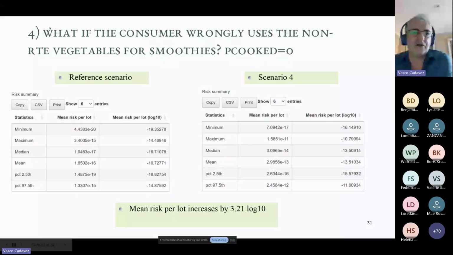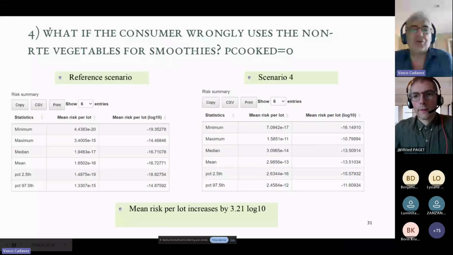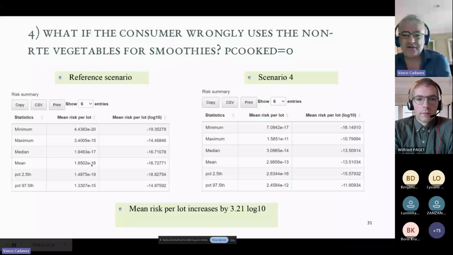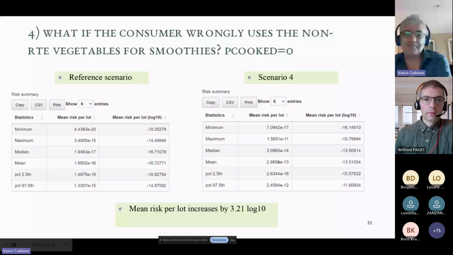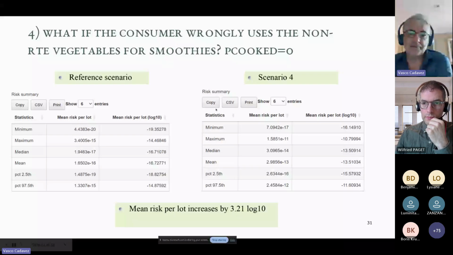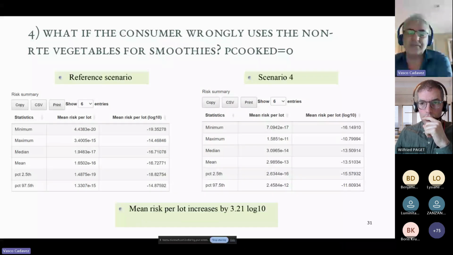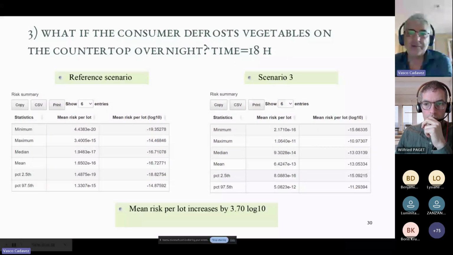And the last what-if scenario, if you don't cook, what will happen? Take a look at the mean, compared to the reference scenario, we get an increase in risk. So the mean risk per lot increases 3.2 log 10. So the previous defrosting and the cooking can have a big impact. And these are independent scenarios. But if we join bad defrosting with bad cooking, then the risk will explode.